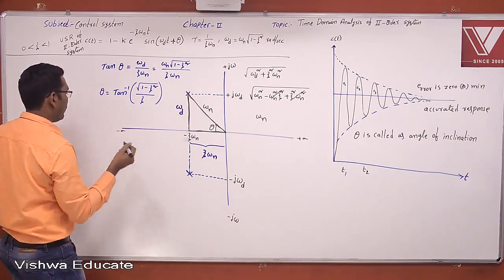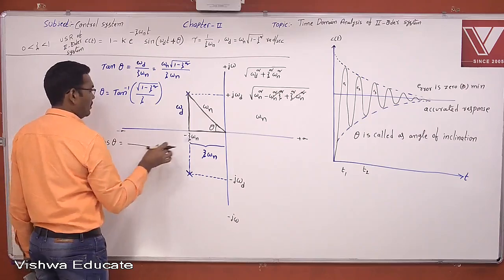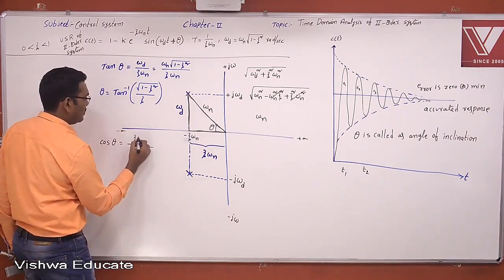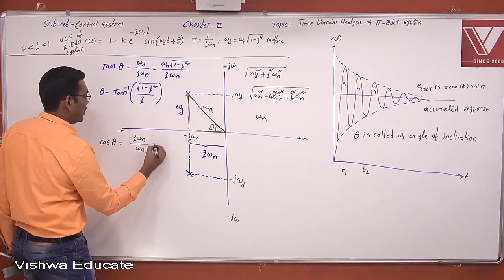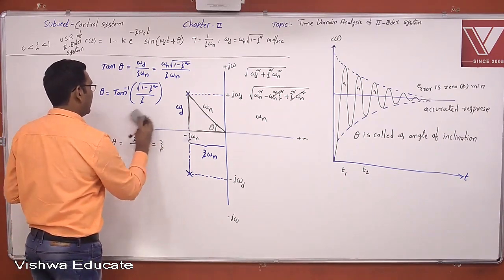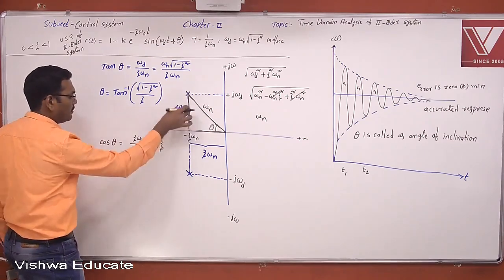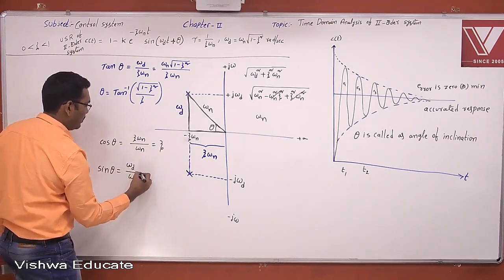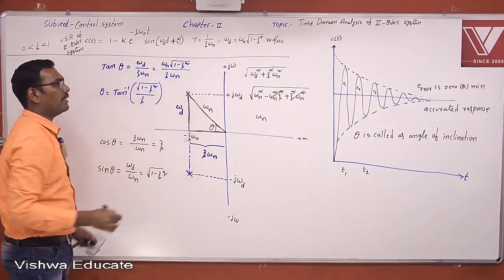Now what is the cos of the angle of inclination? The cos of the angle of inclination theta is nothing but adjacent by hypotenuse. Adjacent is zeta omega n, hypotenuse is omega n. So the cos of the angle of inclination theta is nothing but directly the damping factor zeta. And similarly, the sine of the angle of inclination theta is nothing but side by hypotenuse, omega d by omega n, which is equal to square root of 1 minus zeta square. This is the angle of inclination theta.